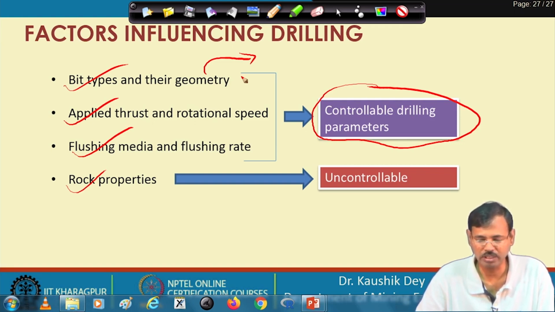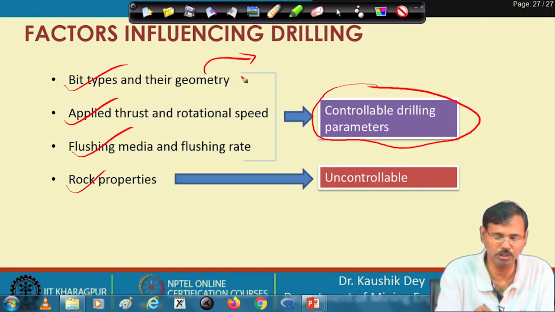Often the manufacturer helps you to do that, but you have to think of a few rock properties for which you are considering this bit, that is the hardness of the rock, strength of the rock, and abrasivity of the rock. These are the important rock properties you must consider when you are choosing the bit type.